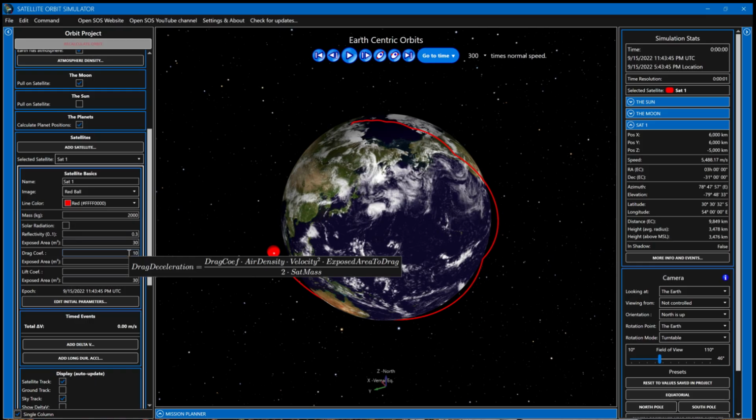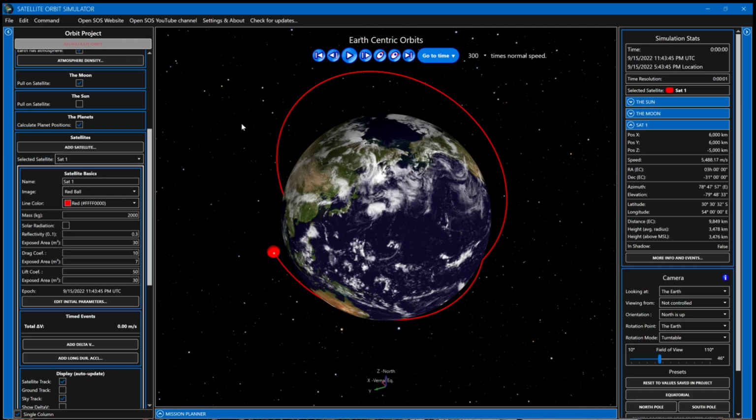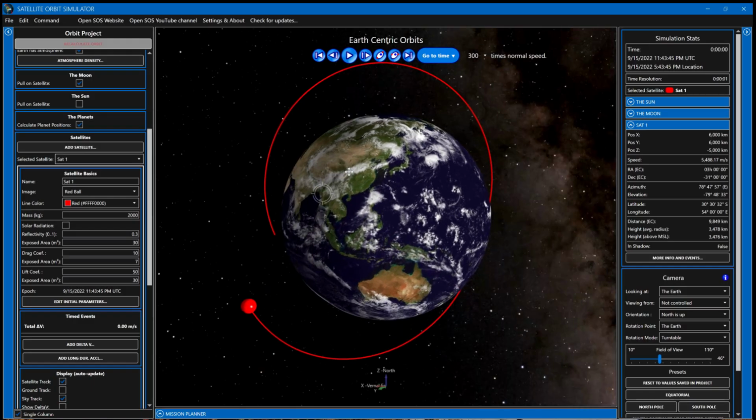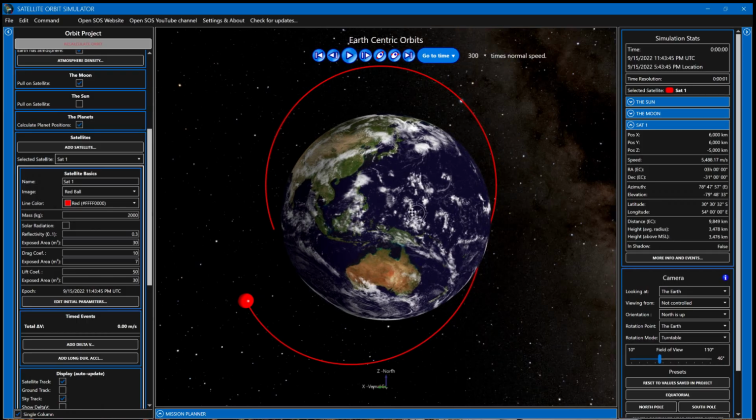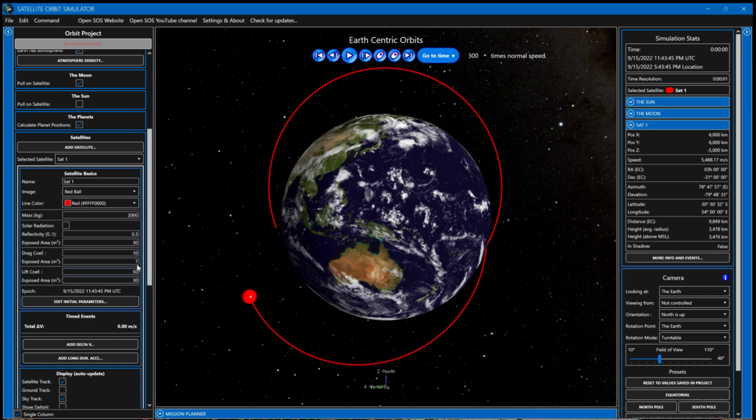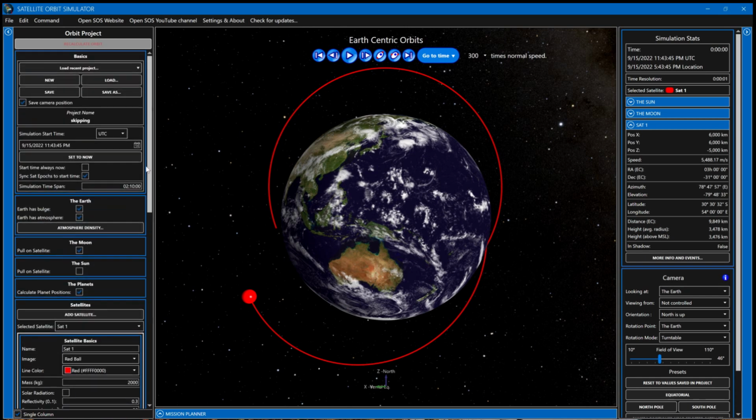Both lift and drag are proportional to the density of the air and the square of the relative velocity between the spacecraft and air. Let's see what happens when we increase the lift coefficient to 50. Do that now, then press the Tab key and recalculate the orbit. Next, increase the simulation time span by 3 hours and recalculate the orbit again.